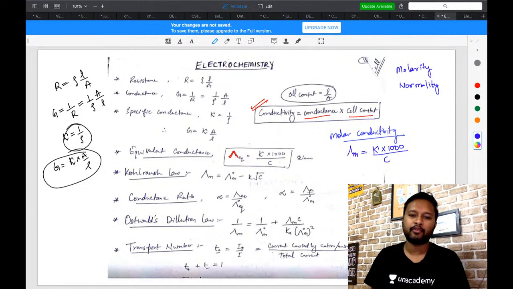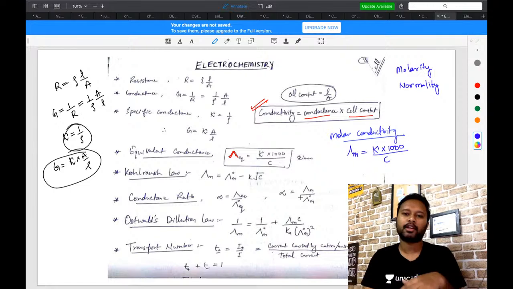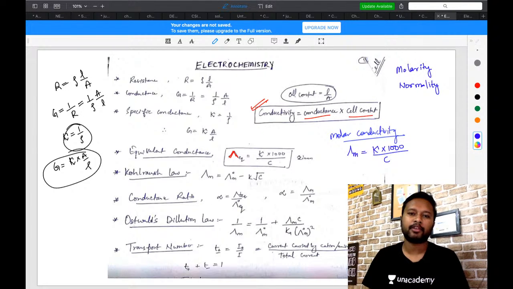So for molar conductivity, it will be lambda m divided by lambda naught m, that means molar conductivity divided by molar conductivity at infinite dilution. And if you are expressing it in terms of equivalent conductance, then alpha is equal to lambda eq divided by lambda naught eq. So equivalent conductance divided by equivalent conductance at infinite dilution.